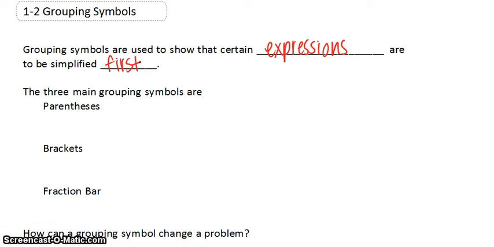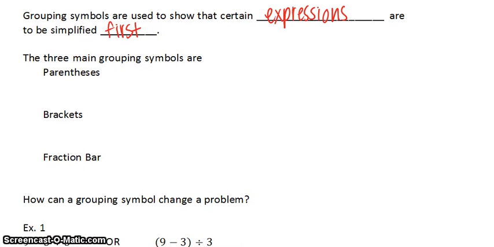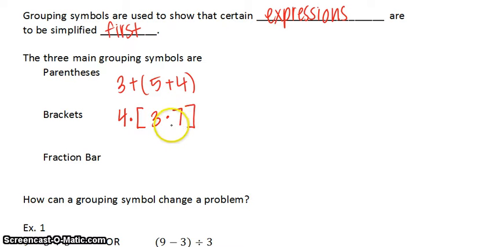So the three main grouping symbols are parentheses, brackets, and fraction bar. I'm going to just give you an example of what everything looks like. So you should be familiar, hopefully, with parentheses. So there we go. You would be doing the 5 plus 4 first, and then adding 3. And then brackets, if you had this, you would do the 3 times 7 first, and then times 4.